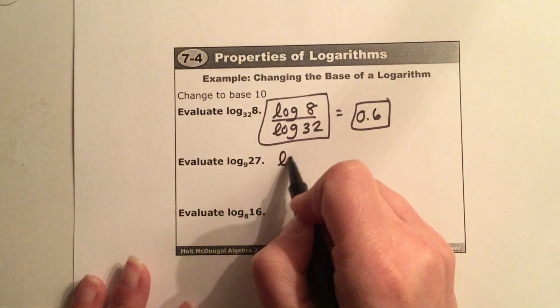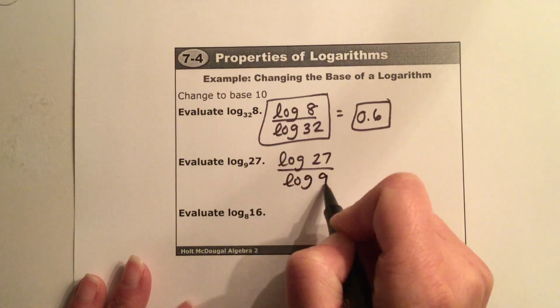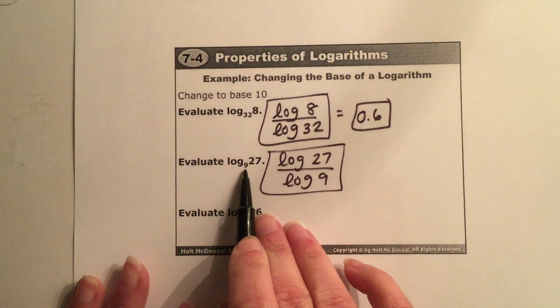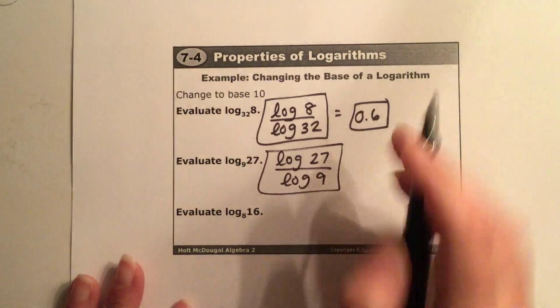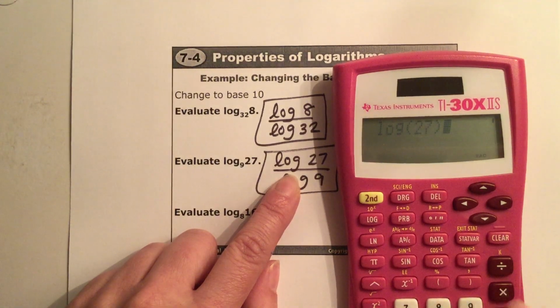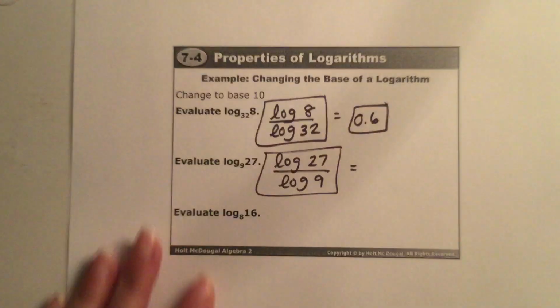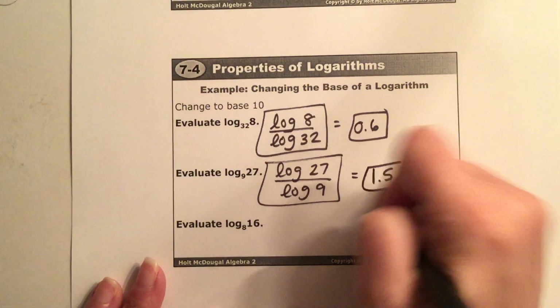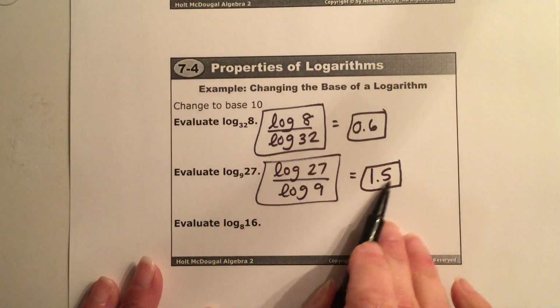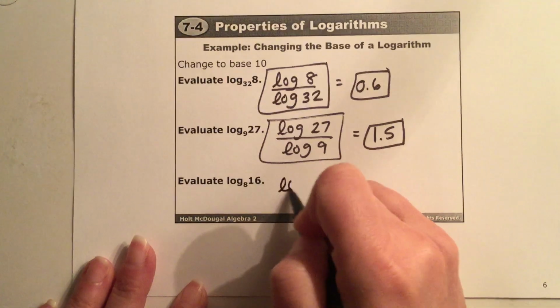Okay, let's look at the next one. Log of 27 over log of 9. Again, make sure that the base was a 9. That's the one that's on the bottom. Go ahead and enter it. Log of 27 divided by the base, log of 9. We have 1.5. So this means 9 to the 1.5 power gets you to 27. Let's look at another one.